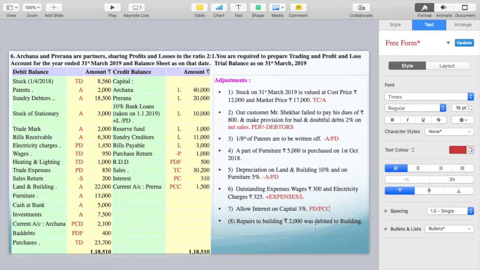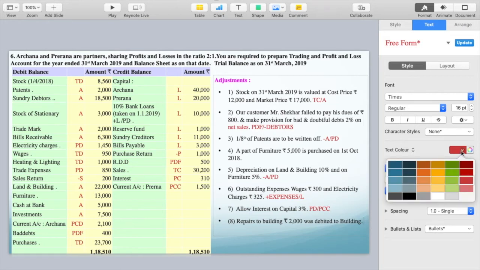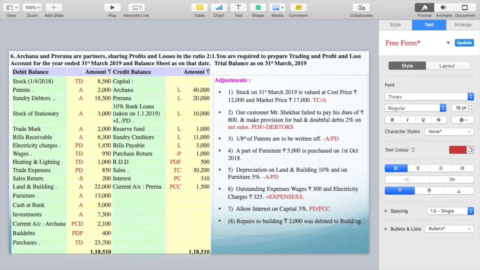So expenses cannot be added to the building. So wrongly it has been added to the building. So now we have to what? We have to minus, right? So less from building, okay, and P&L debit side.